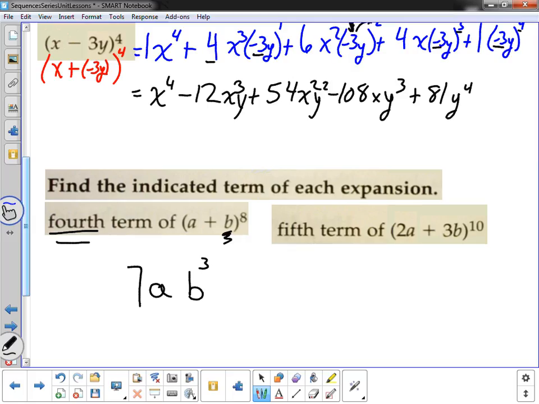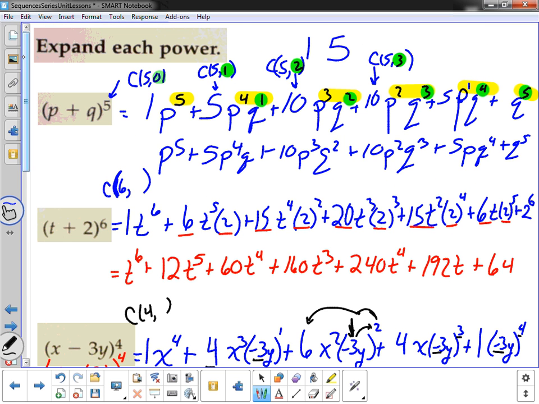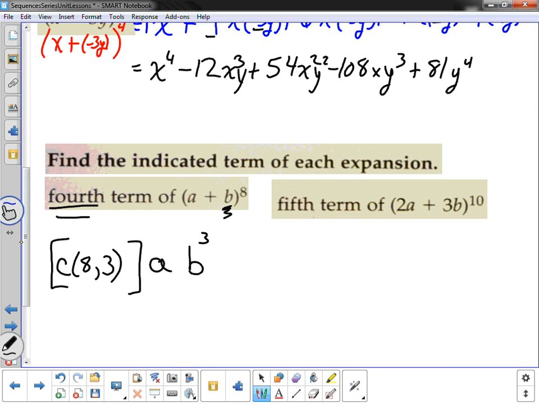Now to figure out the coefficient out in front, I can go running through the whole rigmarole. Otherwise, I can just know that it's going to be the combination of 8, comma, well, what's the power on the b? 3. So a combination of 8 things taken 3 at a time is going to give me my binomial coefficient. I've got to figure out the exponent on the a yet, and that goes back to the little rule I was talking about at the top of this page. Right here, notice how all the yellows added up to be the exponent. So since my total is 8, this would have to be a 5.